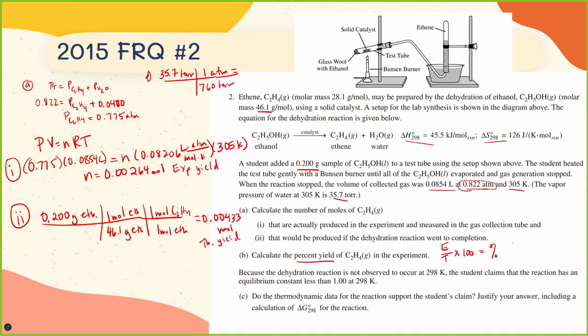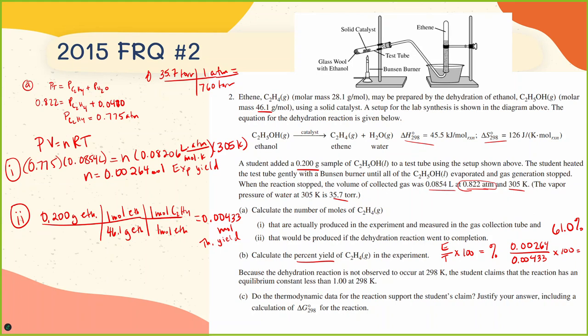So we get 0.00264 divided by the theoretical, times 100. So the percentage here is about 61%, 61.0%, or that's what I'm rounding it to.